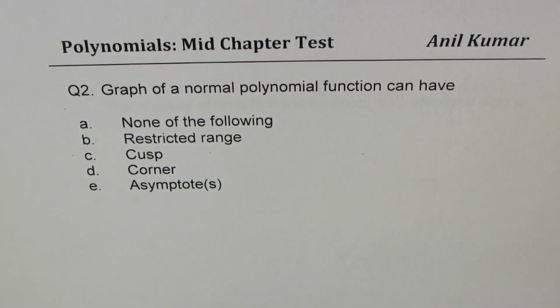Question number 2. Graph of a normal polynomial function can have 5 options. None of the following. As you know, graph of polynomials, when we say normal means no restrictions, just the basic ones, right?